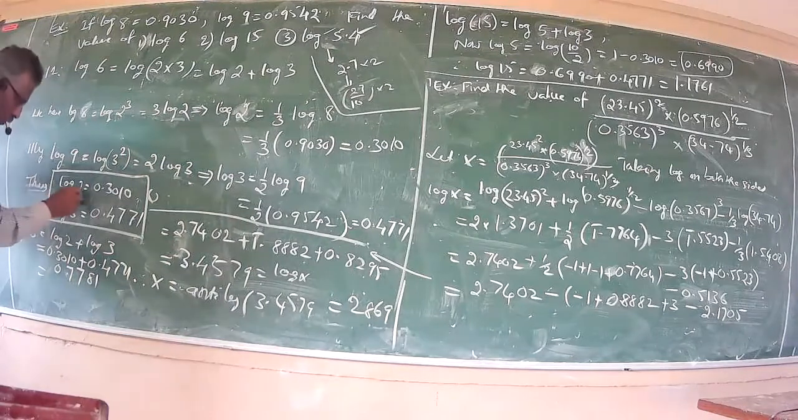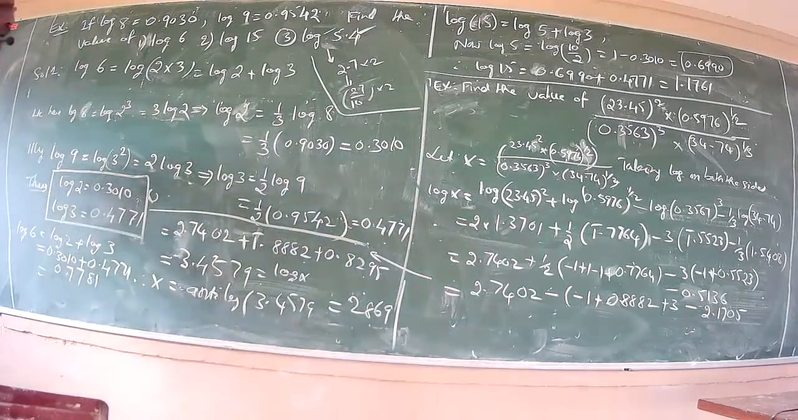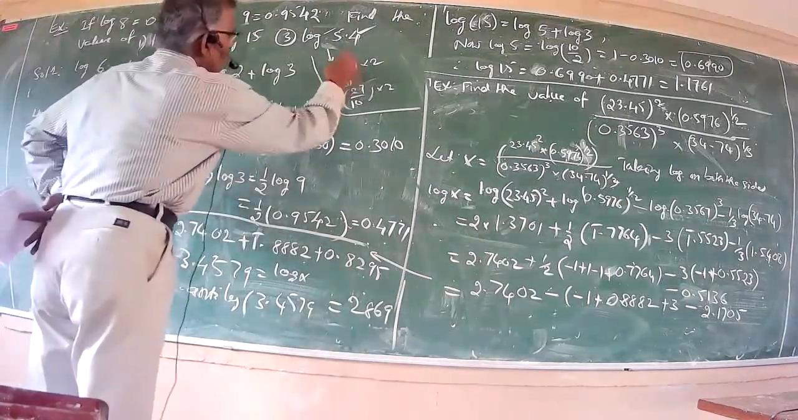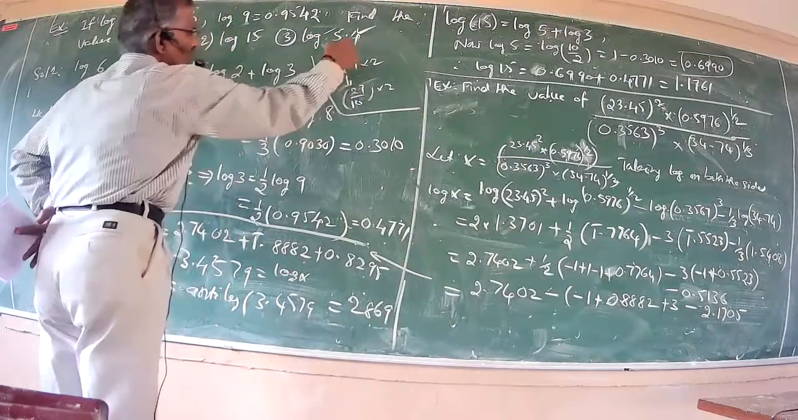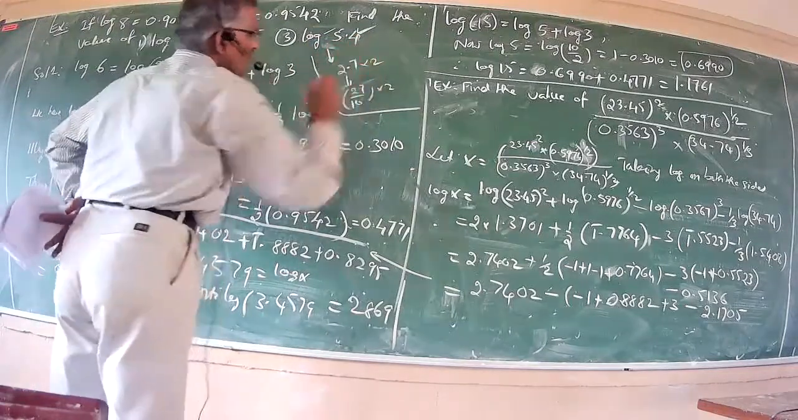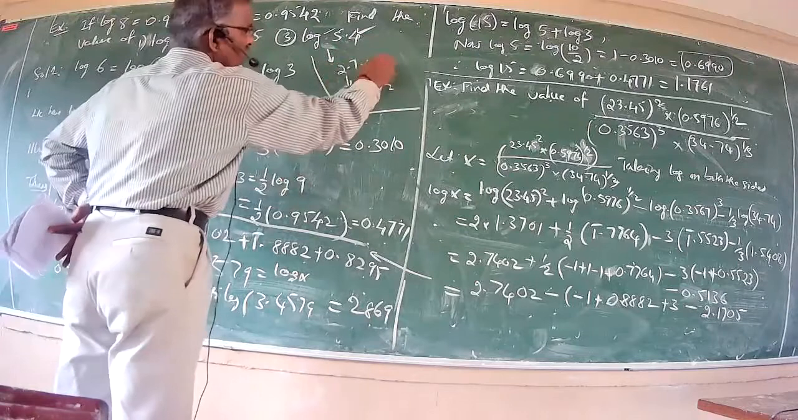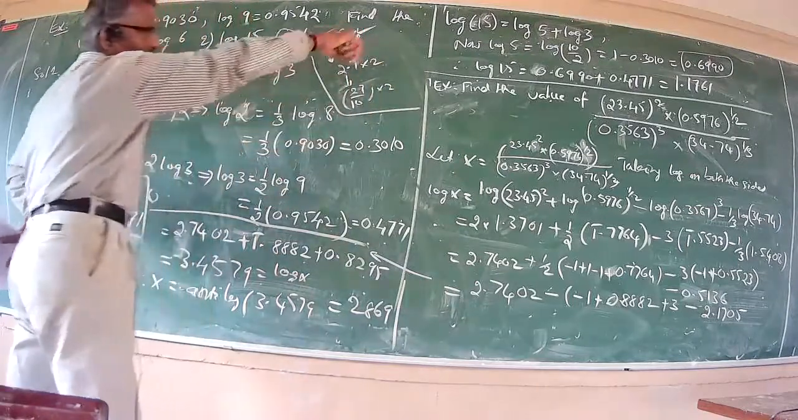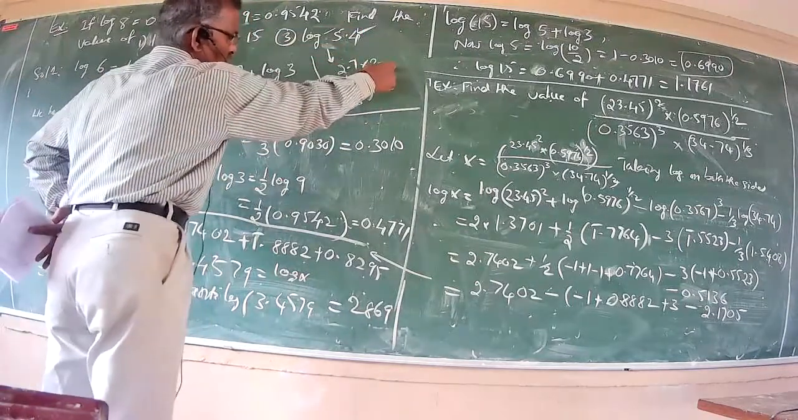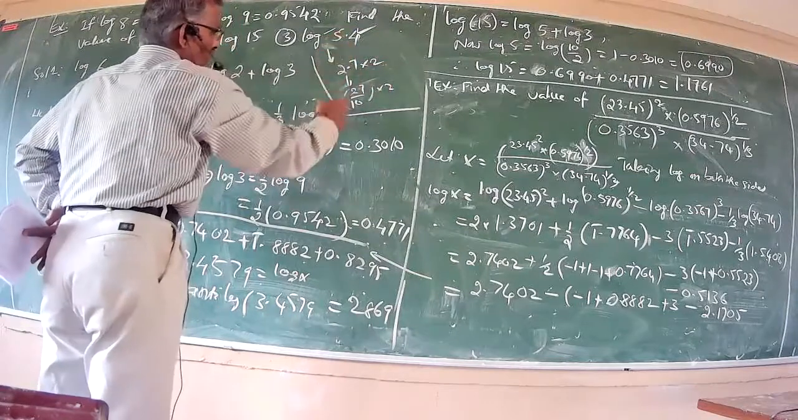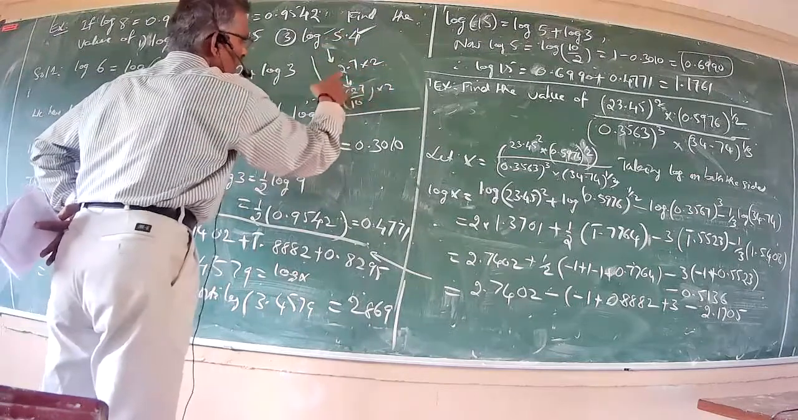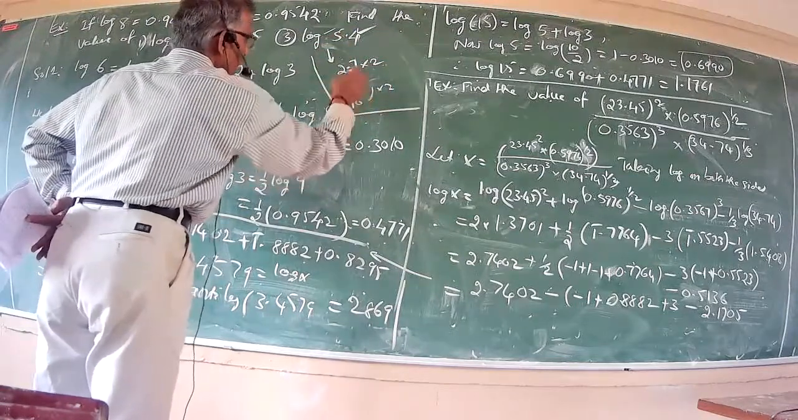So by using these, 2 and 10, we can do that. So log of 5.4: 2.7 multiplied by 2 gives 5.4. So 2.7 into 2 gives you 5.4. So again this 2.7 is split, divided by 2.